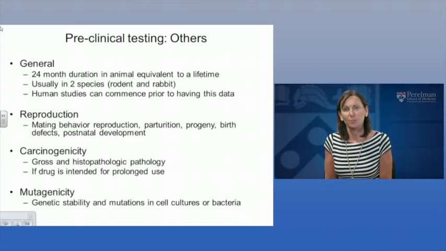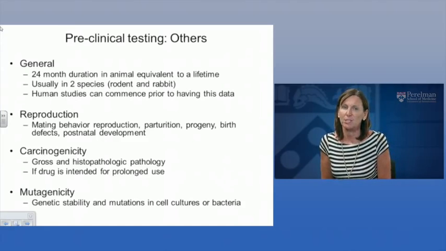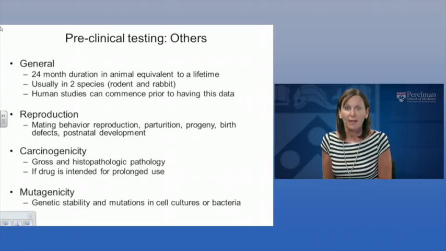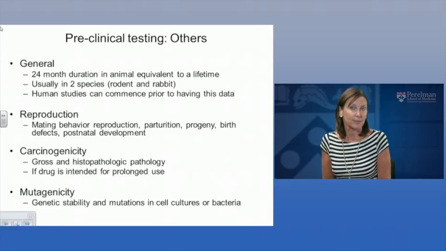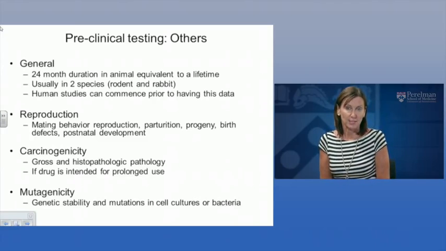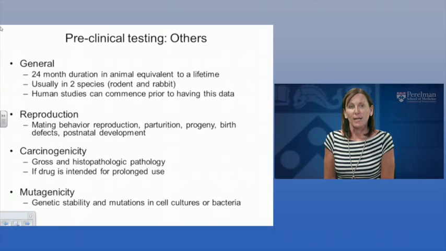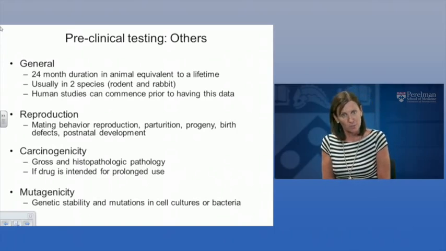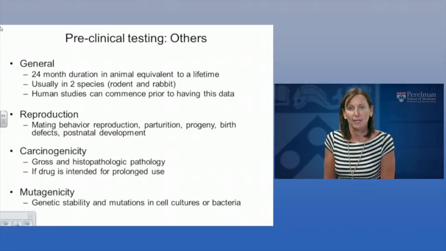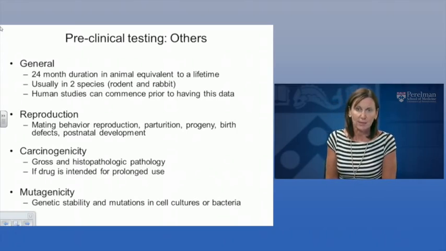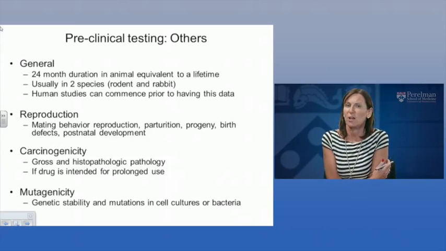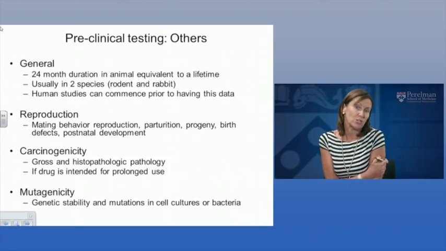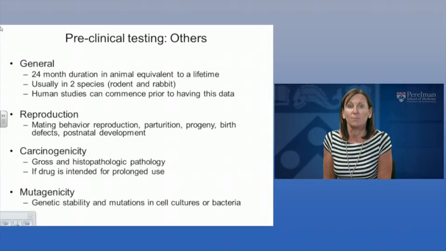In general, the other preclinical testing is typically 24 months in nature, and this is considered to be equivalent to a lifetime in an animal, which is a somewhat surprising equivalence to draw. It's also usually done in 2 species, a rodent and a larger animal. In this example, it's given a rabbit. However, some studies might actually involve a primate, such as a baboon. Human studies can also commence prior to having these data.